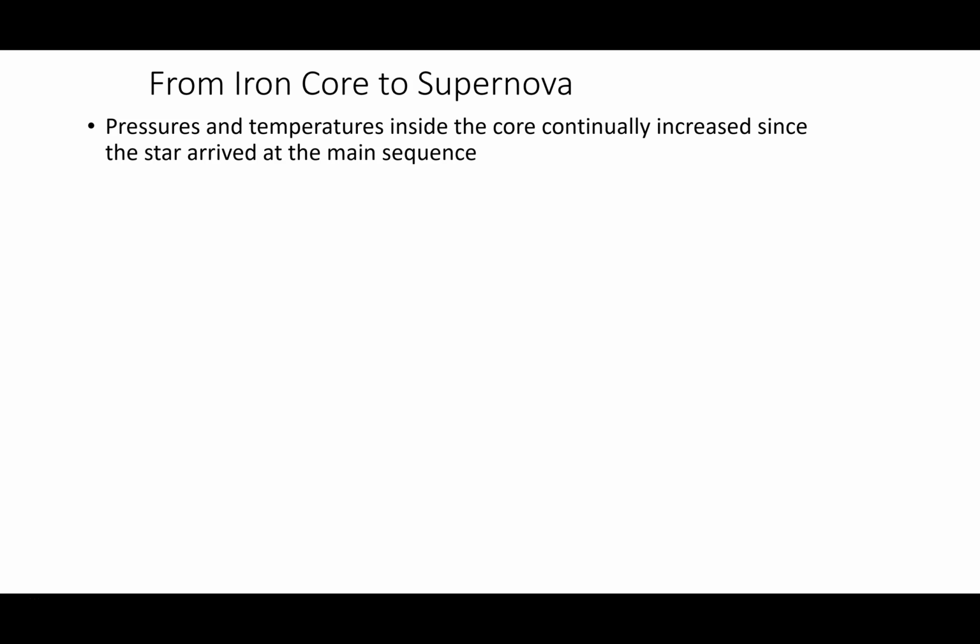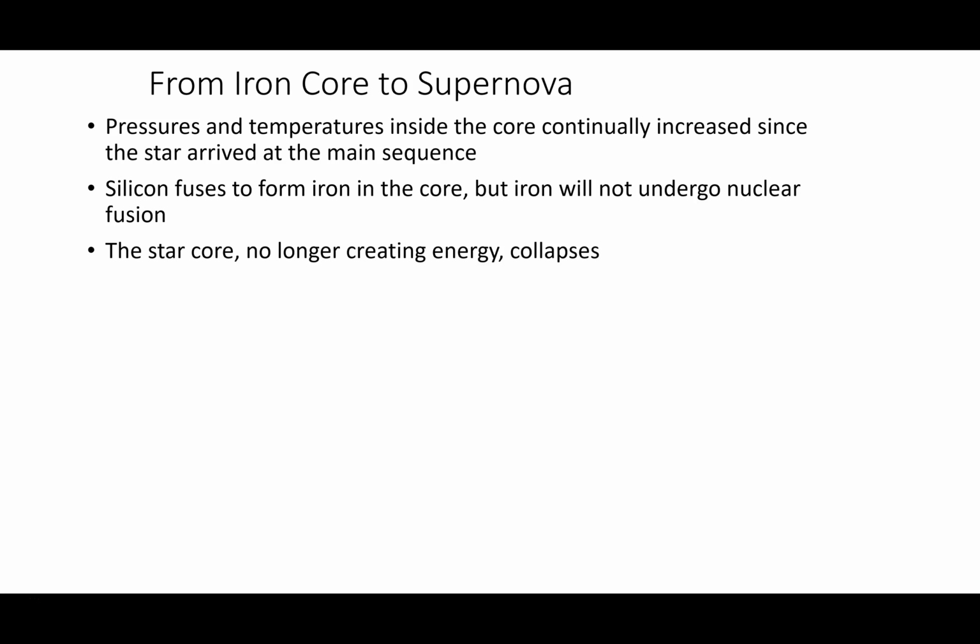From iron core to supernova. So I'm going to talk you through the last seconds of a massive star. We talked about, as it was a main sequence star and went through those different types of nuclear fusion, it definitely increased the pressure and the temperature in the core. So it's not a stranger to gravity. Silicon fuses to form iron, okay, but iron won't fuse to release energy. So the star core is no longer pumping out energy.